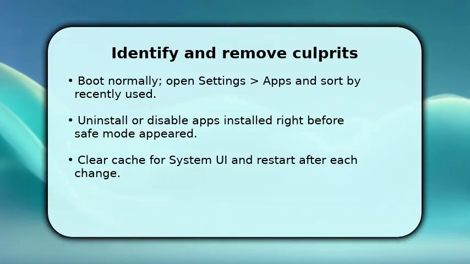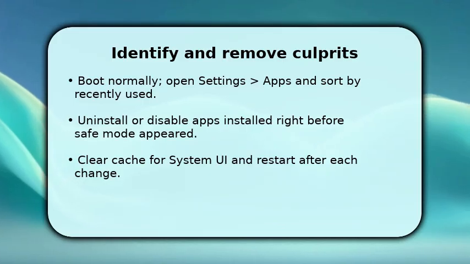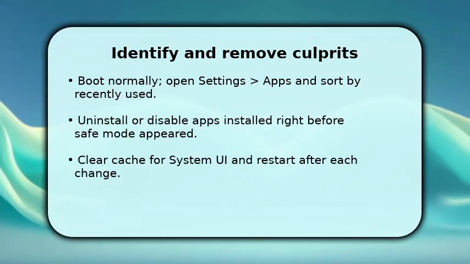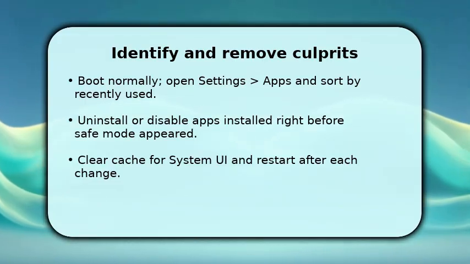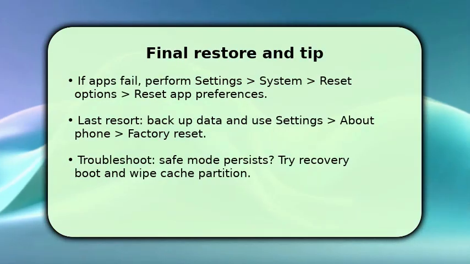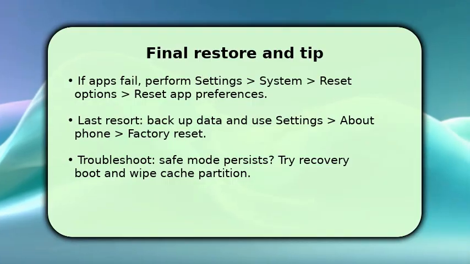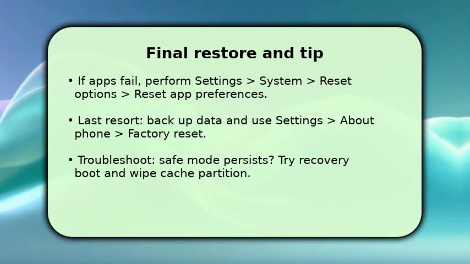Also clear system UI cache and restart. Repeat until normal boot returns. Once stable, move to final cleanup to ensure permanent fix. If removing apps did not work, reset app preferences to restore disabled services without deleting personal data. This often clears the condition that forces safe mode.